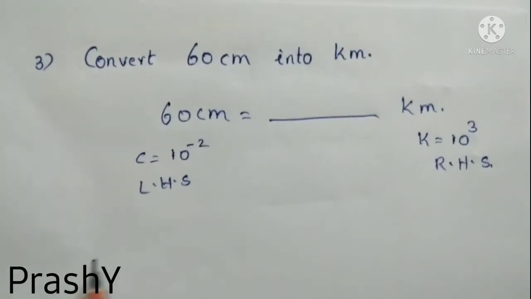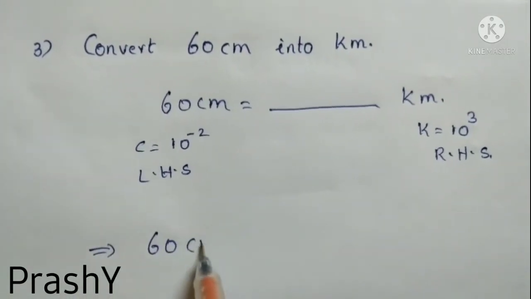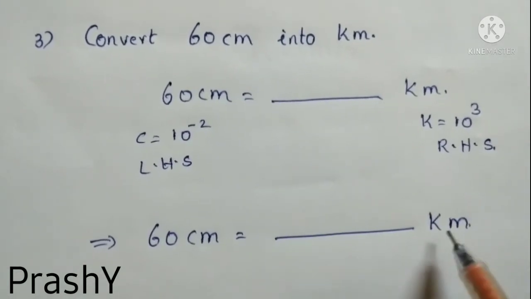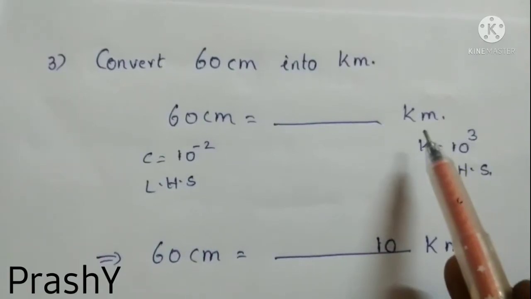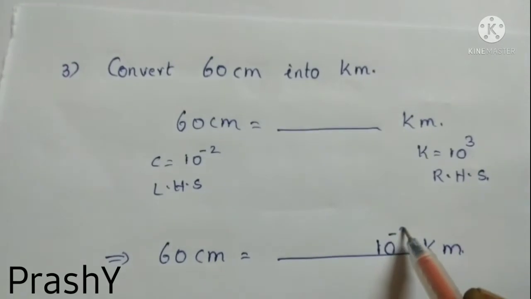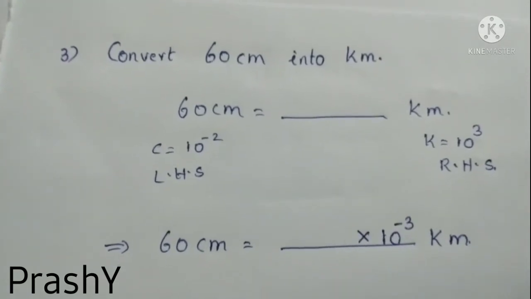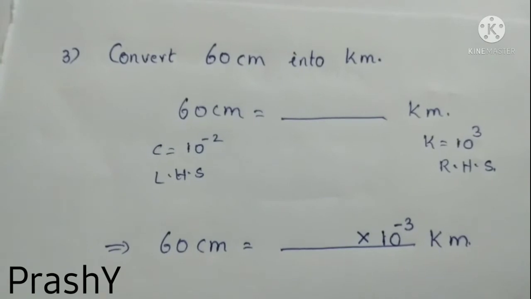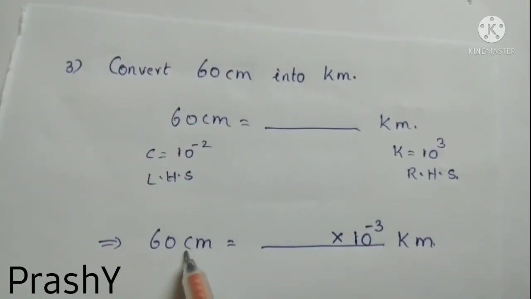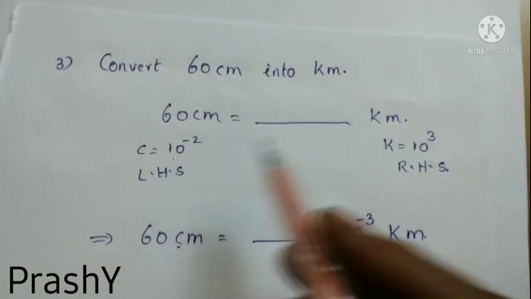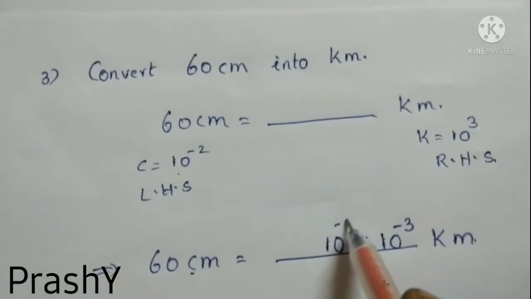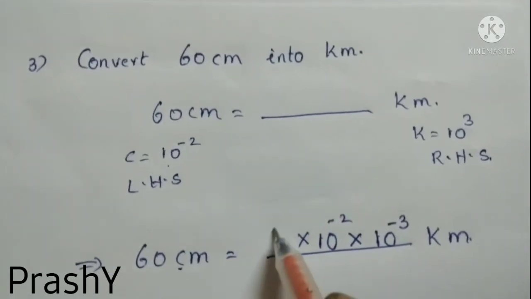So I am rewriting. 60 centimeter is equal to dash kilometer. Kilo is 10 power 3. Since kilo is in right hand side, we have to write the reciprocal. So 10 power 3 will become 10 power minus 3 into centi. Centi value is 10 power minus 2. I have to write as it is because it is in the left hand side. So 10 power minus 2 into this value 60.